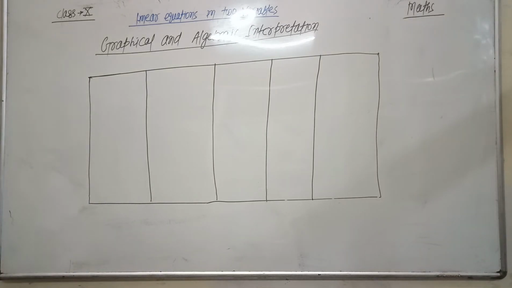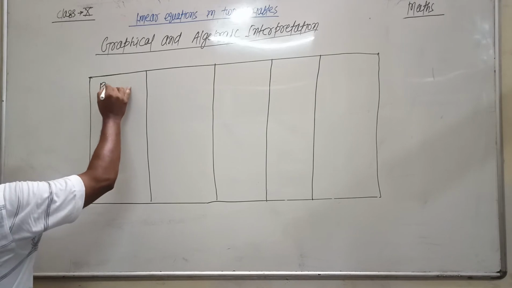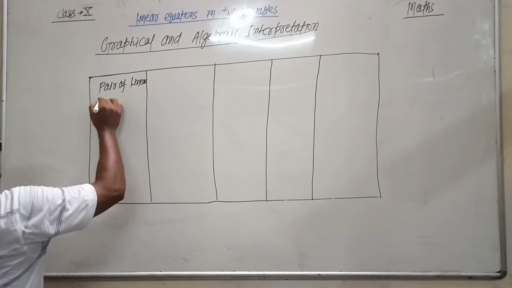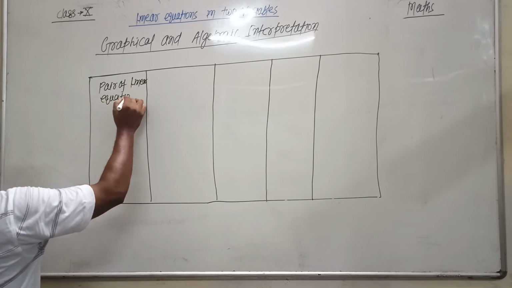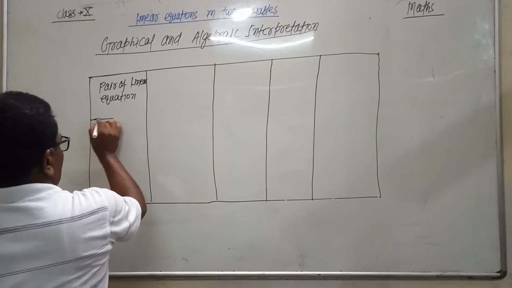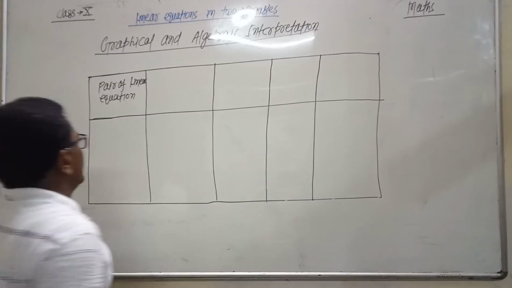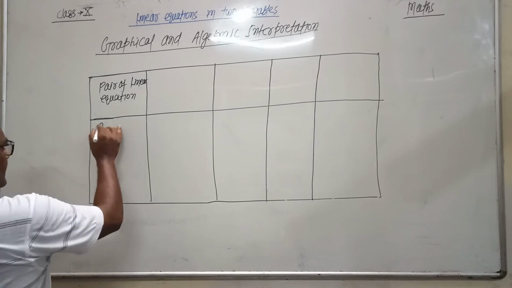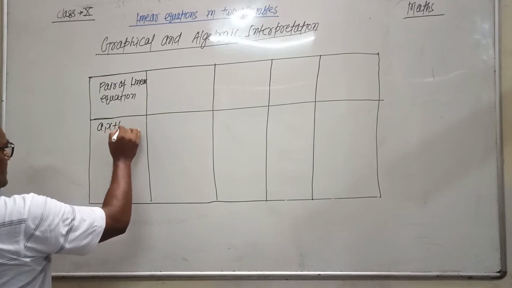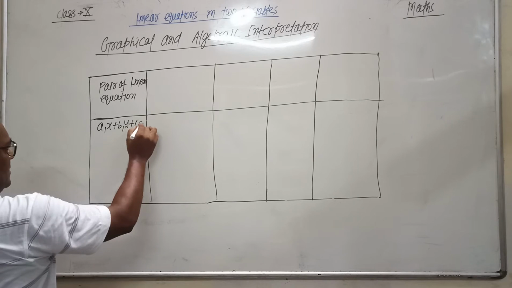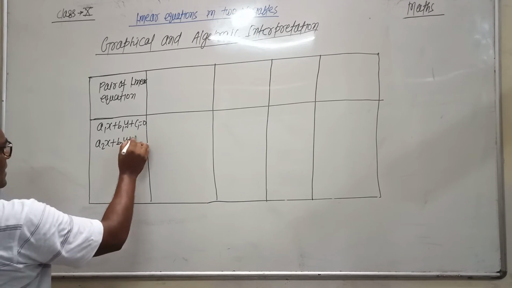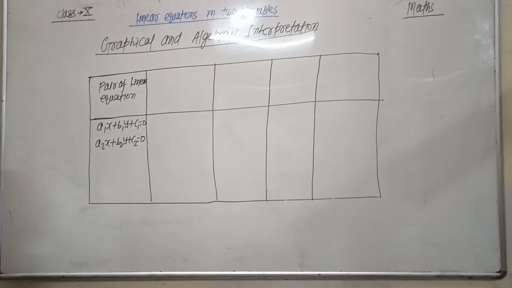This is a pair of linear equations. A pair of linear equations means a1x plus b1y plus c1 equals 0 and a2x plus b2y plus c2 equals 0. This is the pair of linear equations.